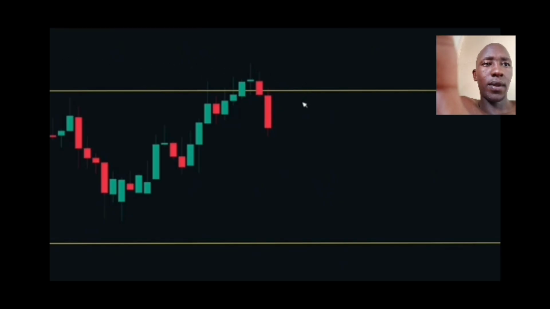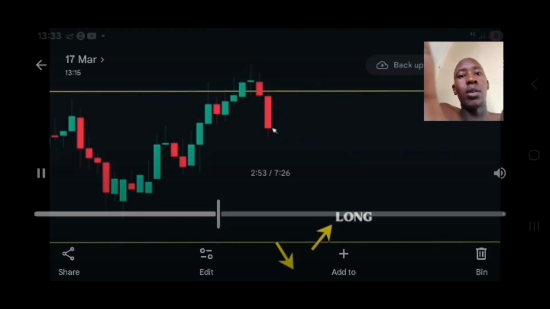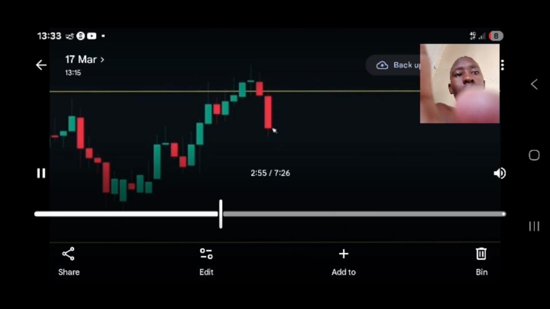Both of these must happen on the same day you marked the range. Once the day ends, you reset and mark a new range for the next day. Here's where it gets interesting. If price broke above the range and came back in, you go short. If it broke below and came back in, you go long. You're fading the breakout and trading with the trapped trader's pain.